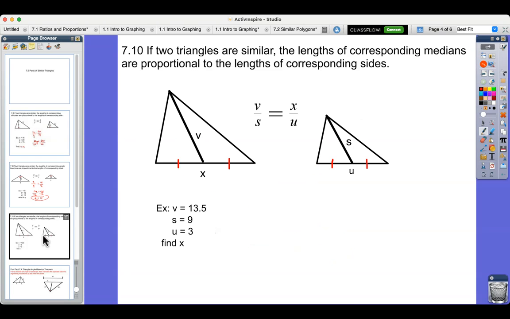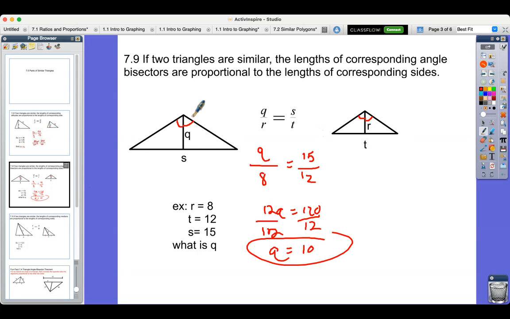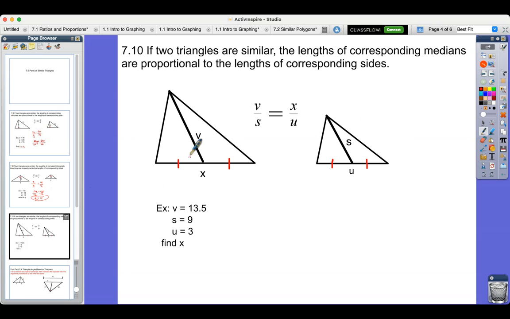The third one you'll see is this one right here. We're talking about a median. A median is a segment that goes from an angle to the opposite side, where it cuts that side in half. So altitudes make right angles, bisectors cut the angle in half, and medians cut the sides in half. Just like the other ones, here we're comparing proportional parts. So median is to median as side is to side.